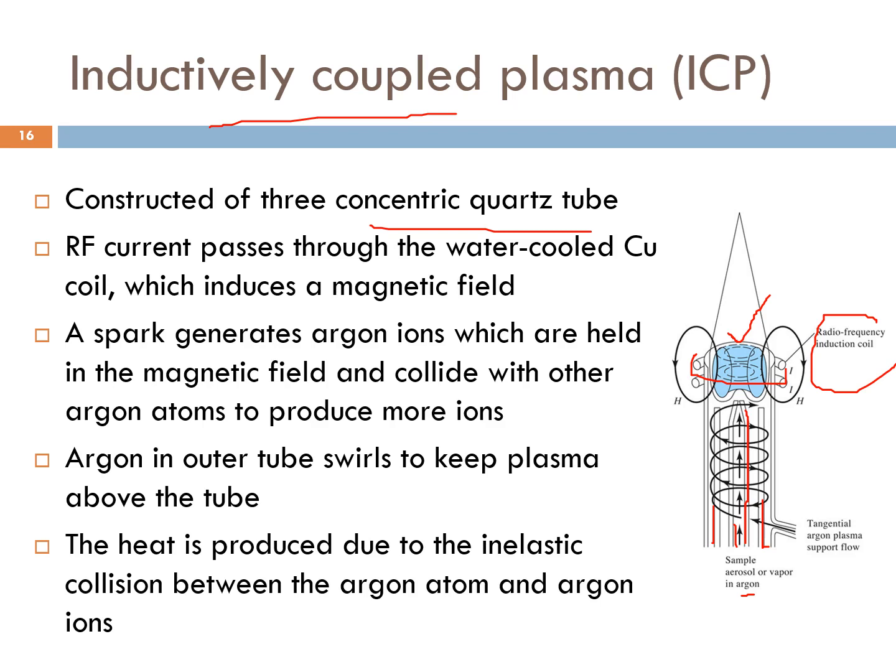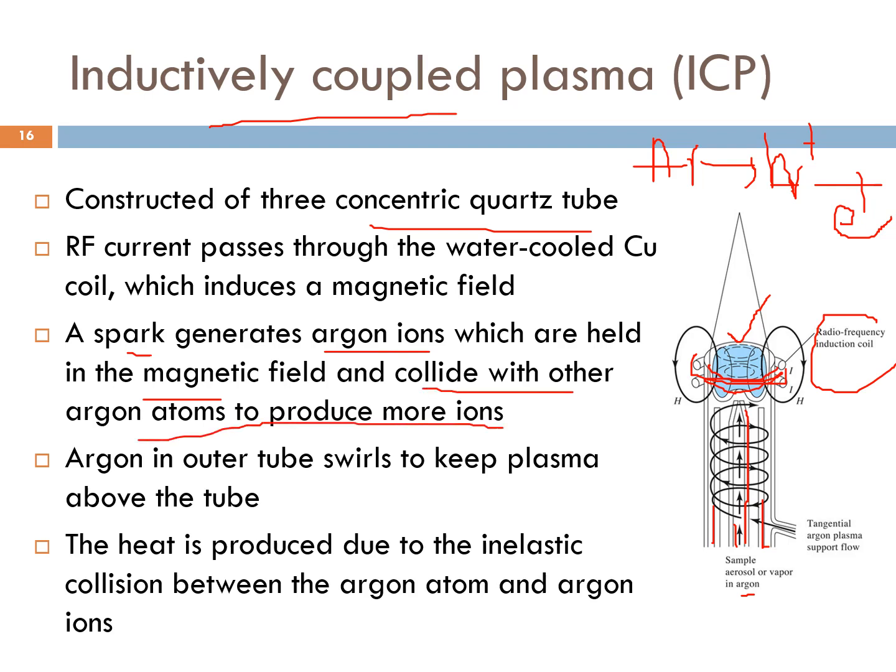cause the ionization of the gas to occur, in which the argon gas akan being ionized and dia akan form argon ion plus electron. Okay, the spark will generate argon ion which are held in the magnetic field. Kat sinilah magnetic field ni, and dia akan collide with other argon atom to produce more ion, and this process akan produce more and more ion lah, sebab argon atom ataupun argon gas akan keep on being supply kat sini.